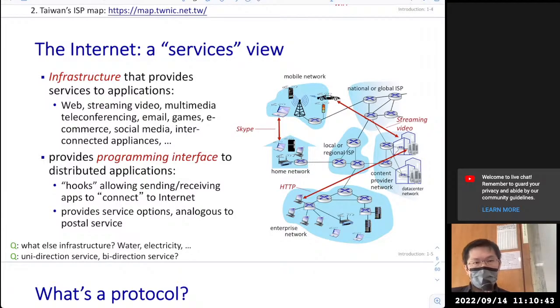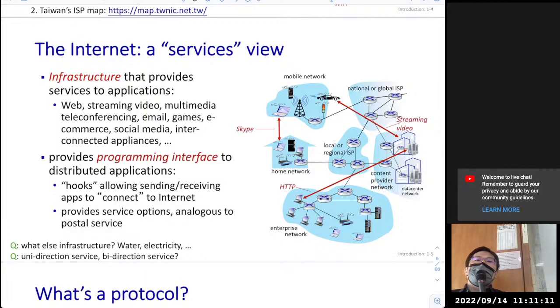Okay, let's continue our slide. The next slide, we'd like to talk about a concept called service model or service view. As I mentioned before, the internet has several different components. It includes the communication links, the physical links, the devices, the network interface card, the operating systems, the protocols, the applications. There are several different components.